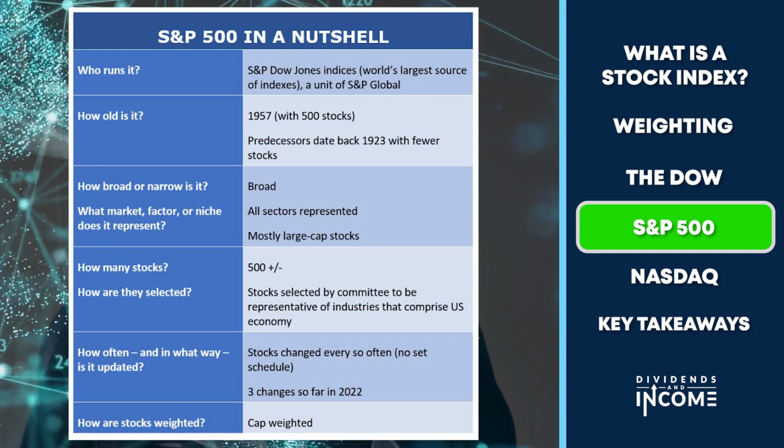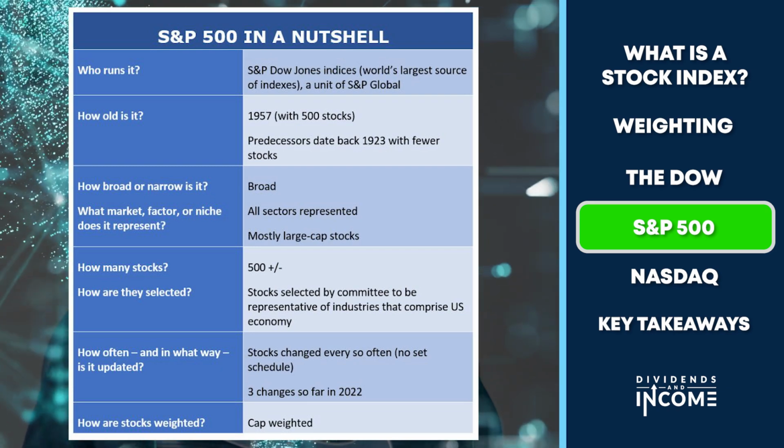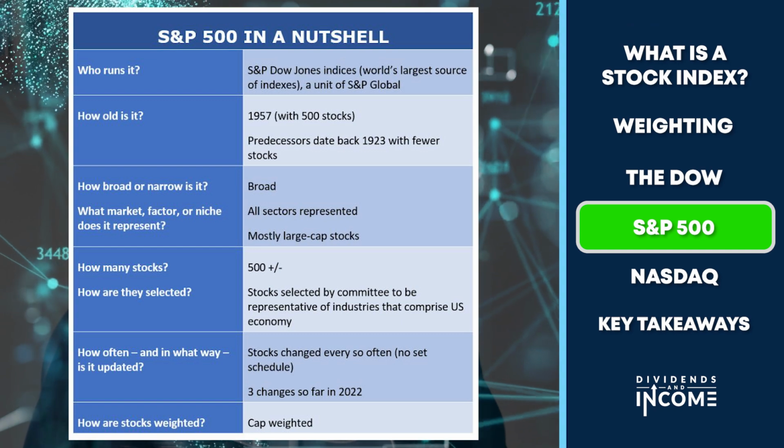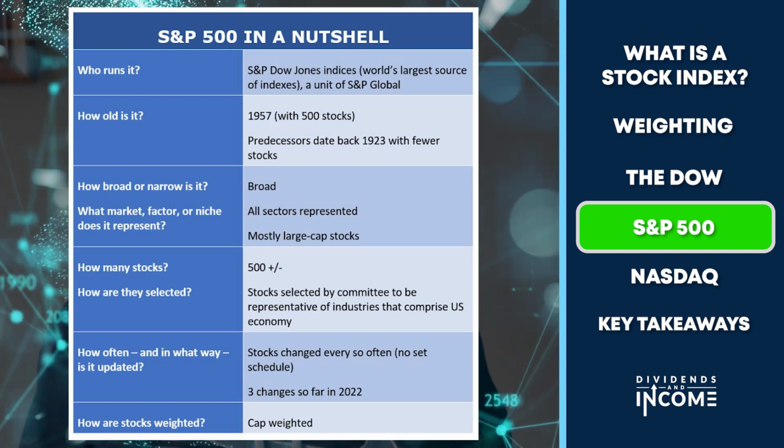Predecessors of the S&P 500 date back to 1923, and they had fewer stocks, and I think the very first iteration of what we now know as the S&P 500 had about 250 stocks in it.